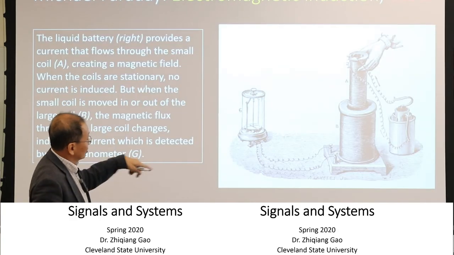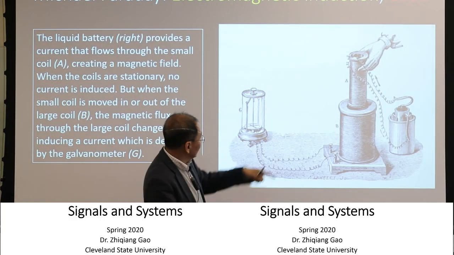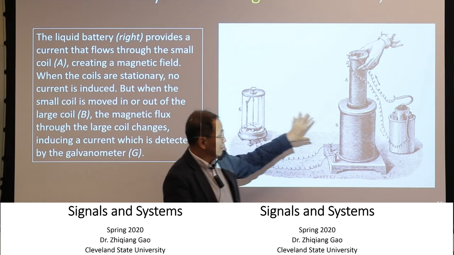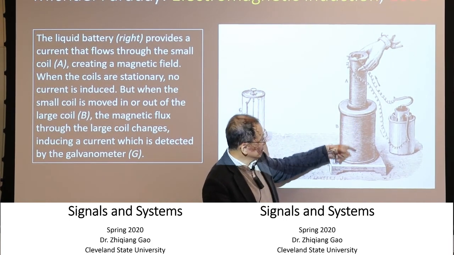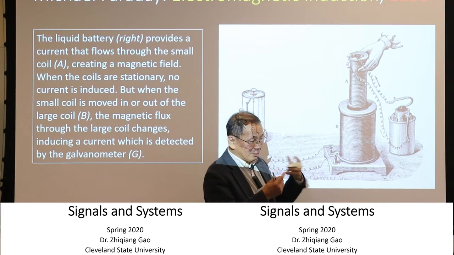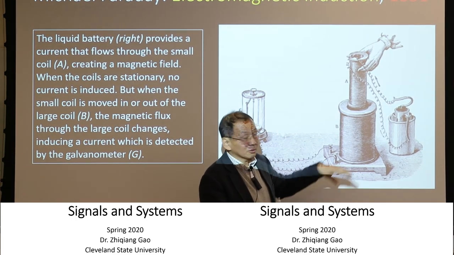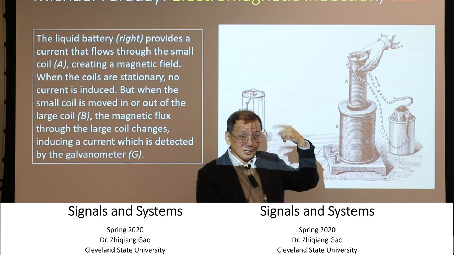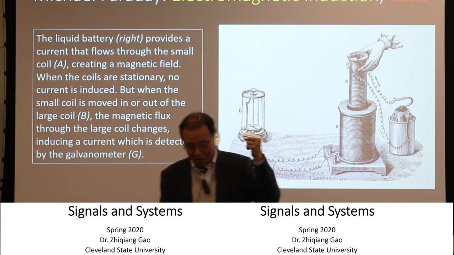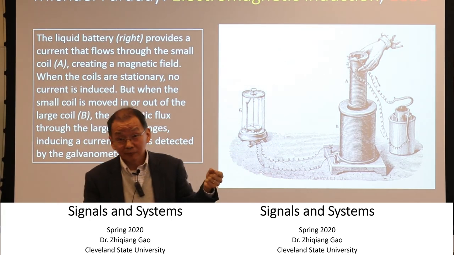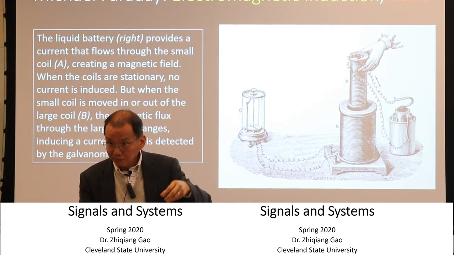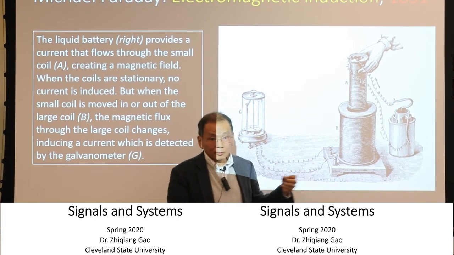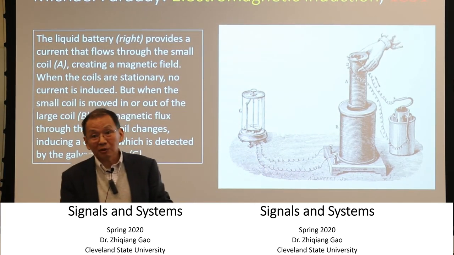Let's get to the Faraday experiment. This one, right? This is just a meter measuring electricity, right? But this is the key. The stationary coil, right? The coil that Faraday wanted to generate electricity, and this is the moving coil. This coil is charged, so this coil emits a magnetic field, magnetic flux, and this coil has to move before the stationary coil can have electricity, can have current.